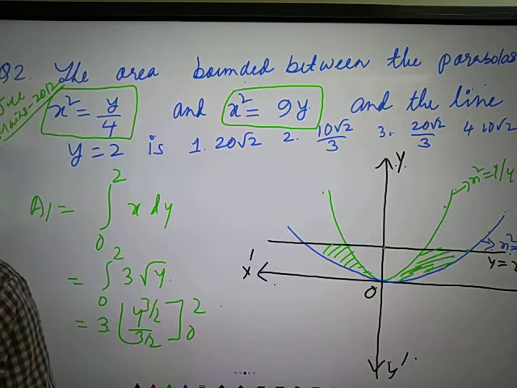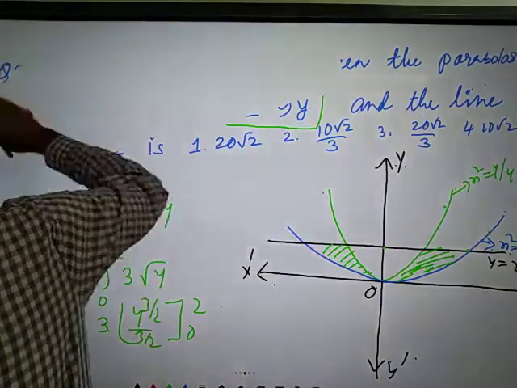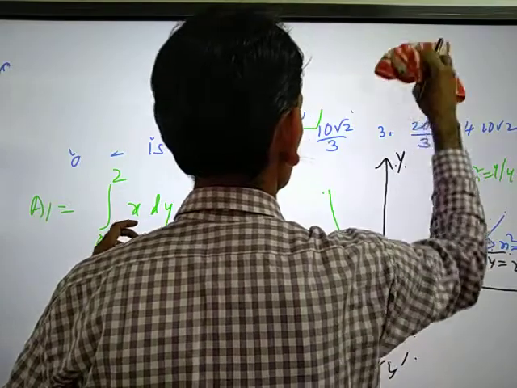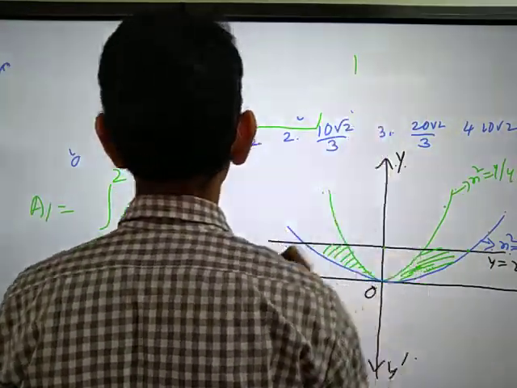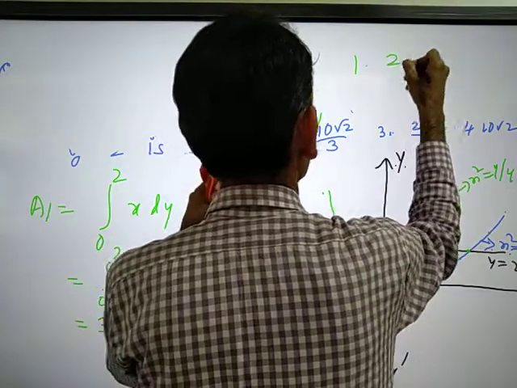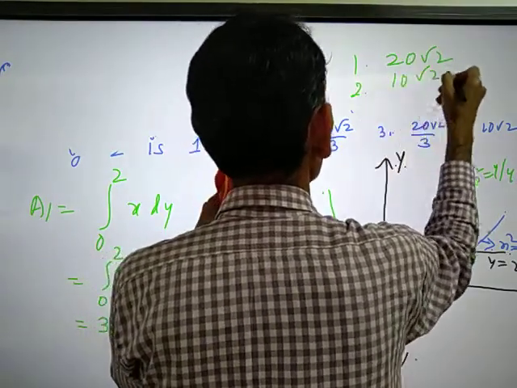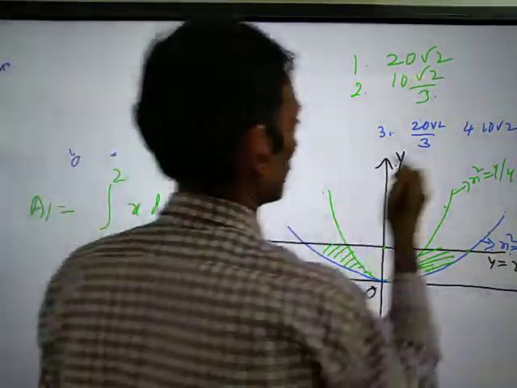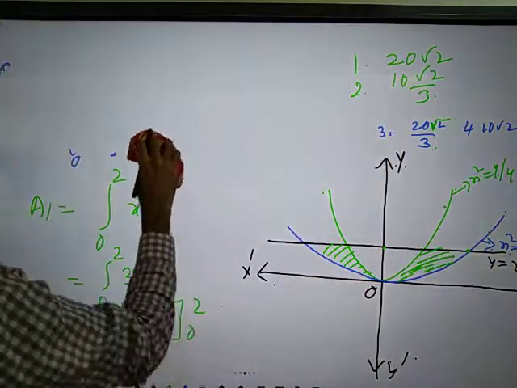Okay. Now we can use this space. Right, and we'll just write these options. Option 1 is 20 root 2, and 2 is 10 root 2 by 3, and 3 is 20 root 2, and 4 is 10 root 2. Okay, these are the options.